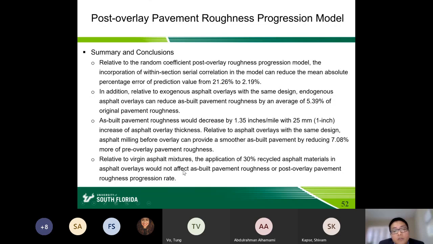The fourth part is, relative to a virgin asphalt mixture, the application of 30% of the recycled material would not affect as-built pavement roughness or future roughness progression rate.